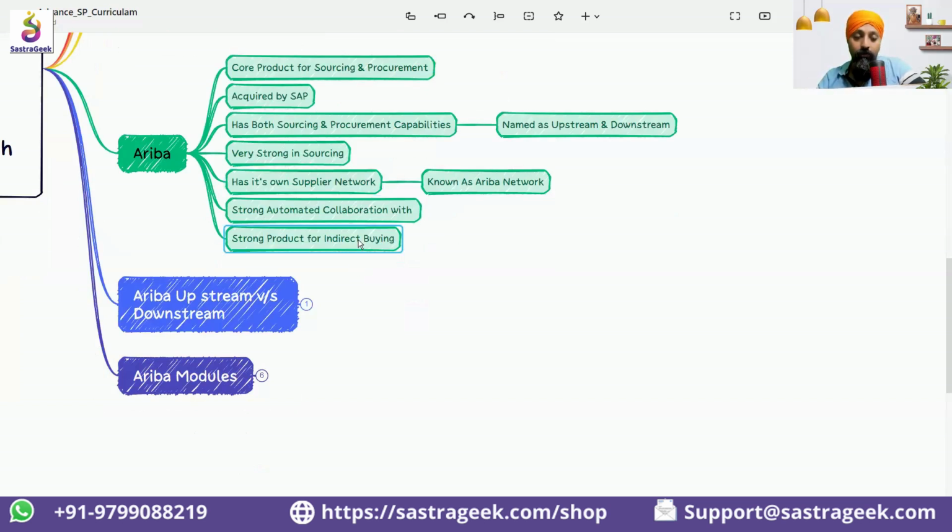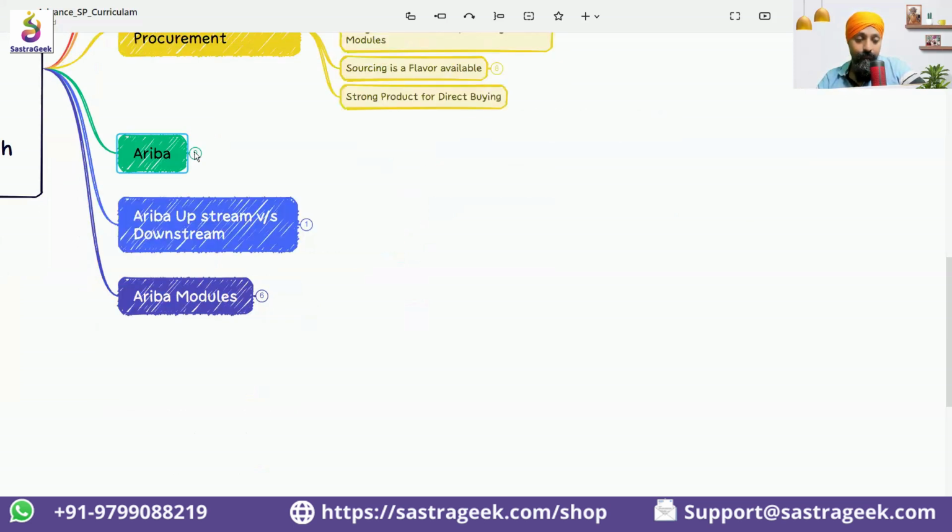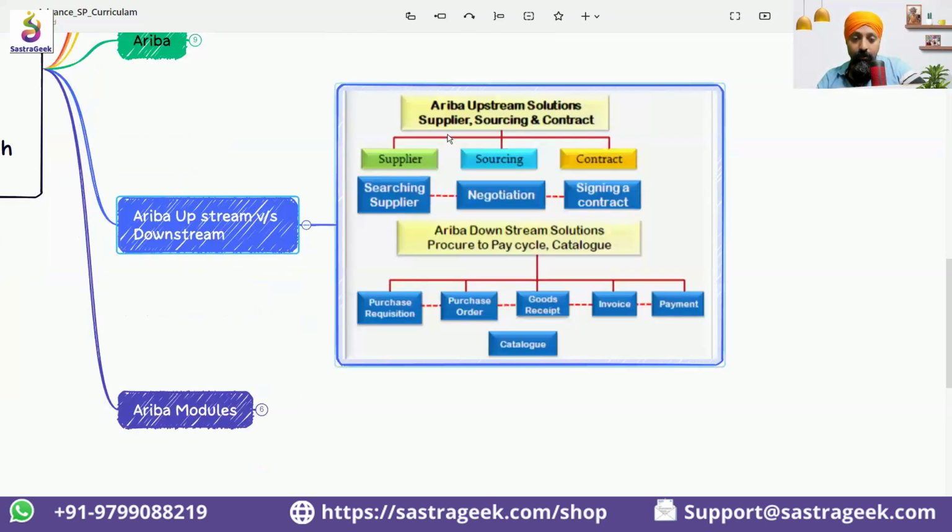This is a strong product for indirect buying. Again, I have talked about Ariba upstream. These are the upstream functionalities: supplier, sourcing, contract, negotiation, which we call sourcing. Purchase requisition, purchase order, goods receipt, invoice, payment. These are the downstream functionalities.